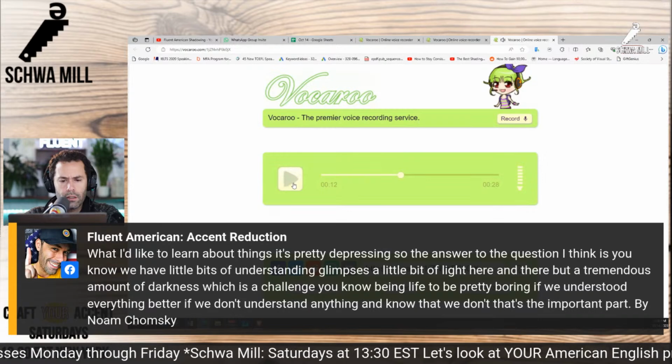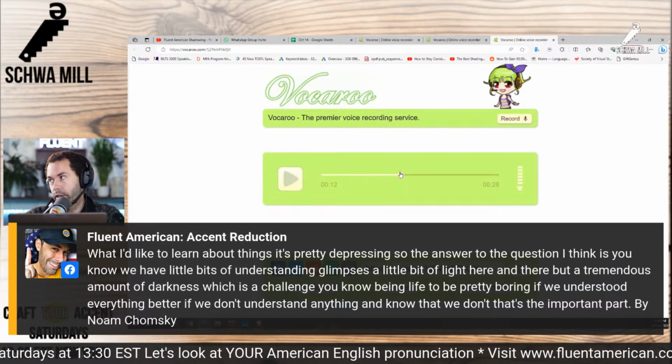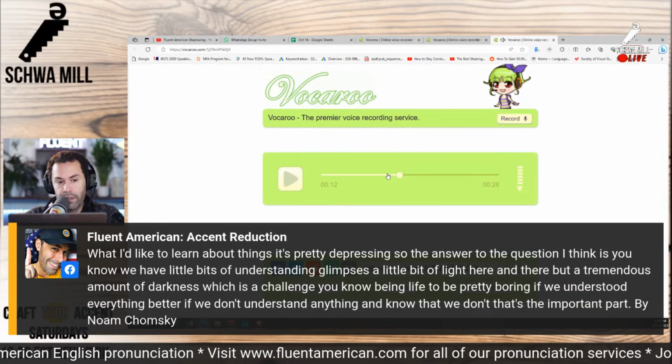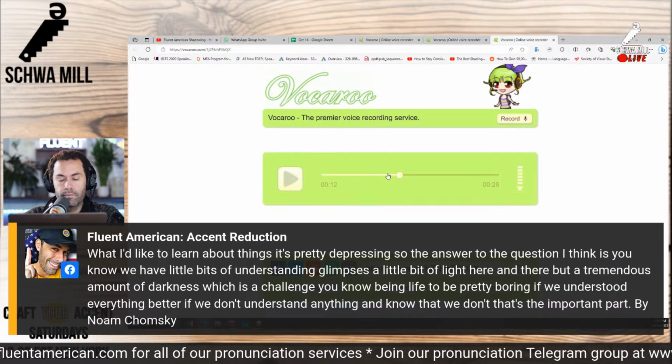So the thought groups there really ran together, so it was a little bit tricky to understand. "Understanding glimpse, a little bit of light." That part is getting a little bit tricky to follow. This is where having more contrast in your thought groups would be very helpful from a listening perspective.